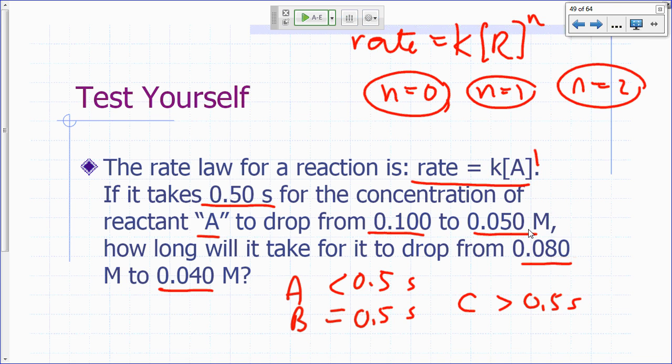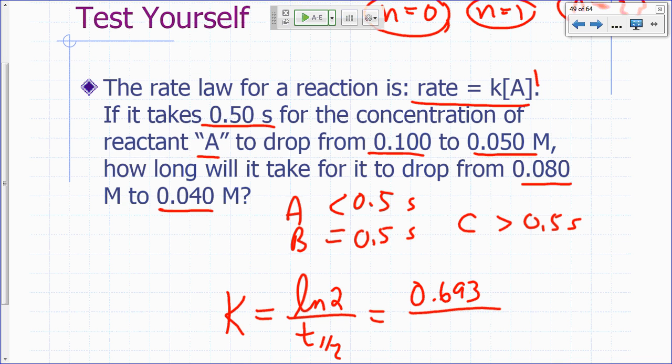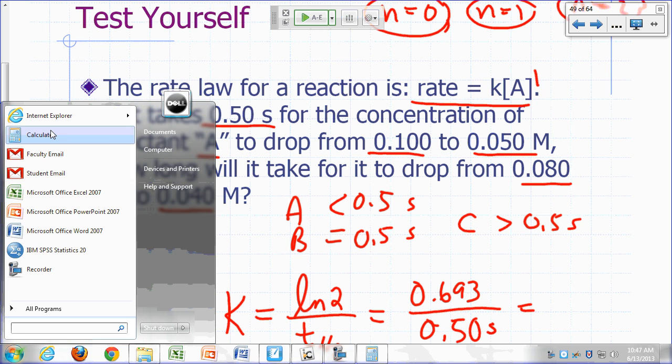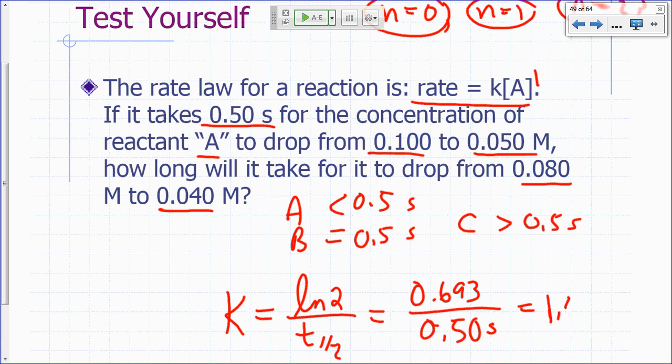Can we determine the rate constant here? Remember how to determine the rate constant? The rate constant is the natural log of 2 divided by the half-life. So it's going to be 0.693 divided by, what's our half-life? 0.50 seconds. And what would that be? 0.693 divided by 0.5. It's 1.4, so 1.4 per second. Okay?